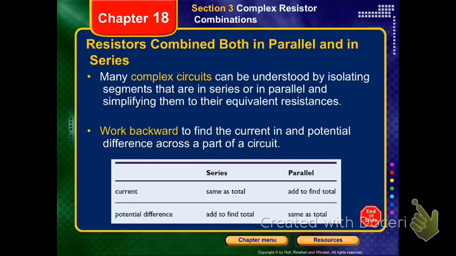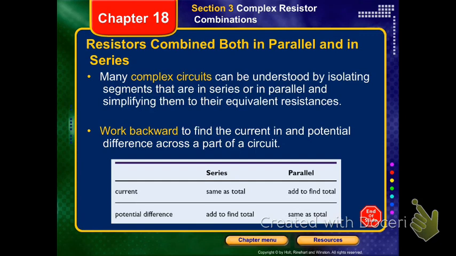So very important that you keep straight: is it additive, or is it the same throughout, depending on if it is series or parallel. So, keeping that in mind, we said current for series is the same as the total. If you have multiple resistors, the current's the same over every resistor, but for parallel, it's additive. For potential difference, summative for series, but it's the same for parallel.